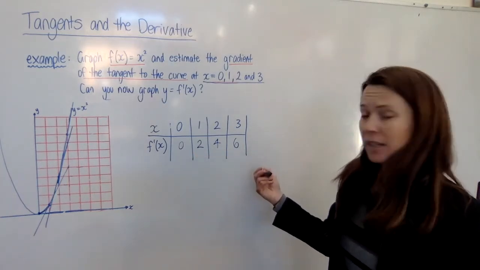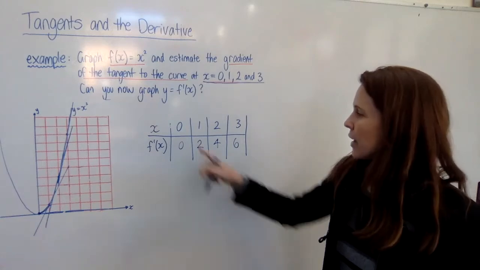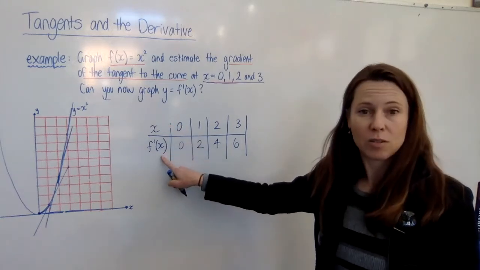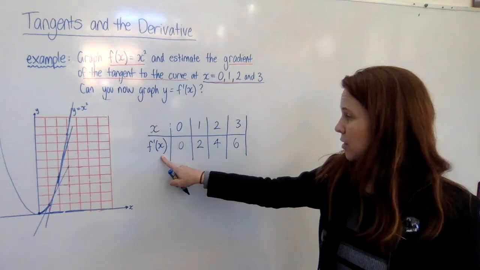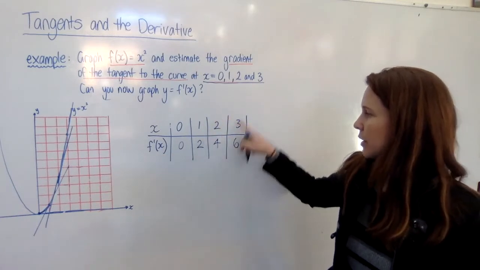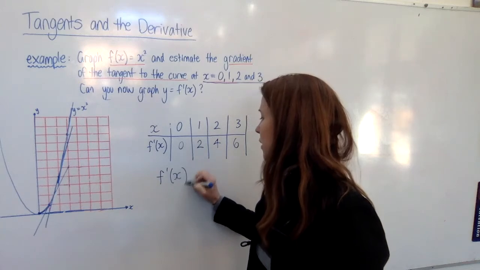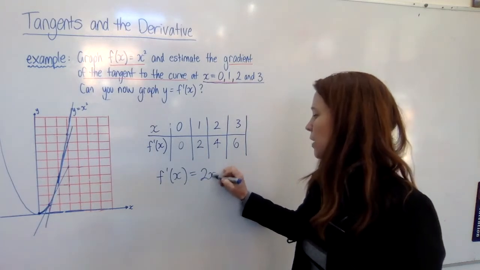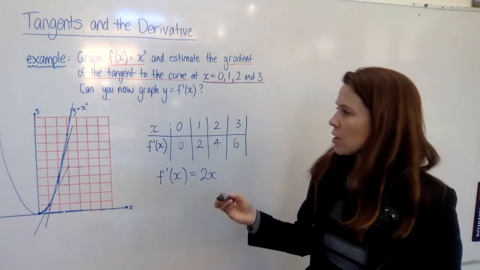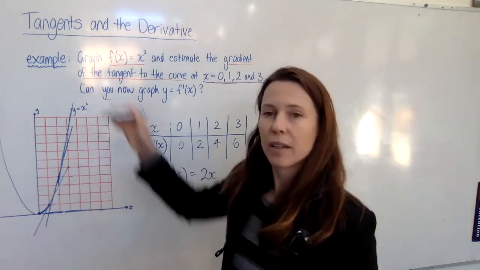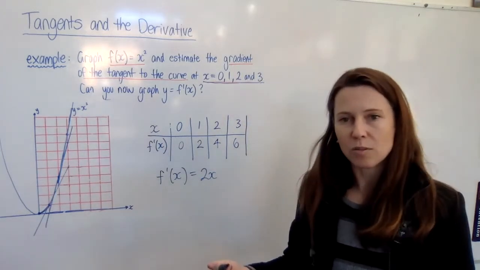Now, what's going on here? What do I need to do to the x to turn it into f dash x? Well, it seems to be doubling, doesn't it? And what that tells us is that f dash x is just 2 lots of whatever x is. So as the curve gets steeper, I can expect this to continue.